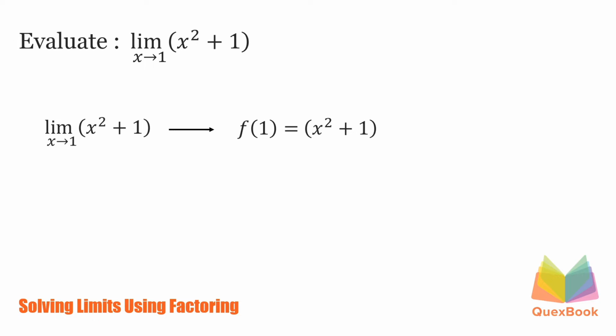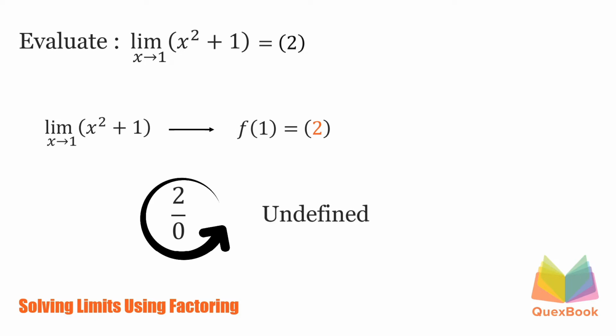Let's plug in 1 to the function. We'll have 1 squared plus 1, and 1 squared is 1, plus 1 is 2. Therefore, the limit of this function is 2. As you can see, using direct substitution is a nice technique in evaluating limits, as long as you will not get any 0 in the denominator, because it makes the function undefined, or it does not give you a specific value.